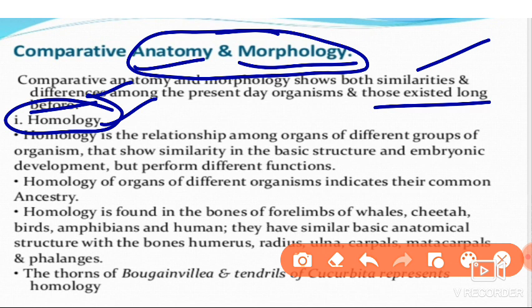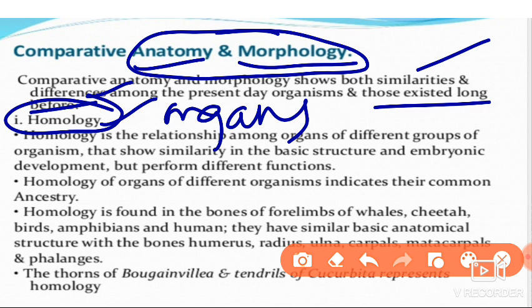In your board exam they will ask the question, what are homologous organs? Give an example. First listen here, we will study the definition of homologous organs. Homologous organs are organs having the same or similar structure, or similar anatomy, but they are functionally different. Such organs we call homologous organs.